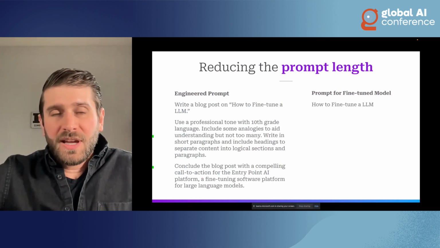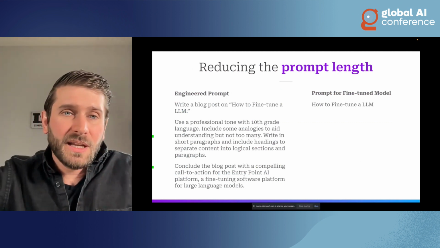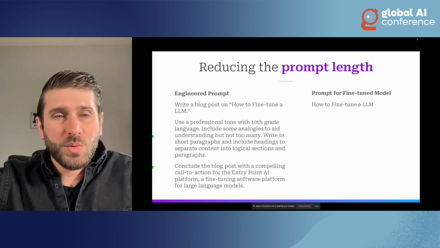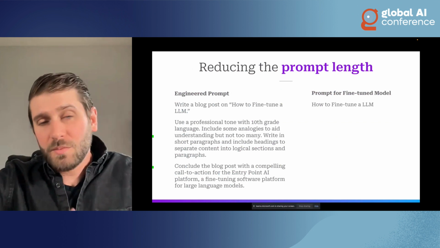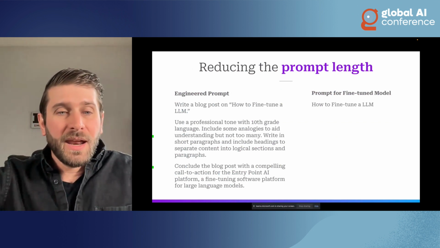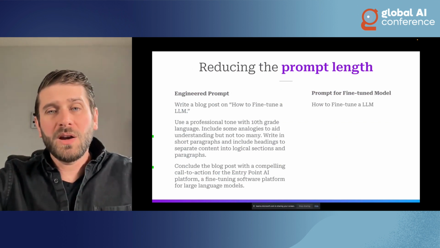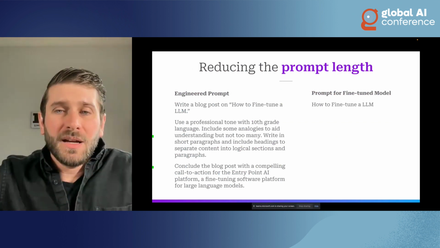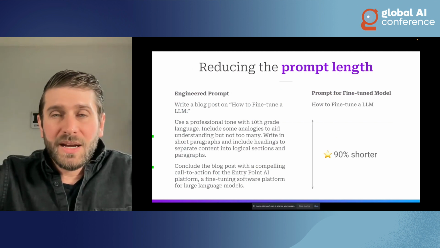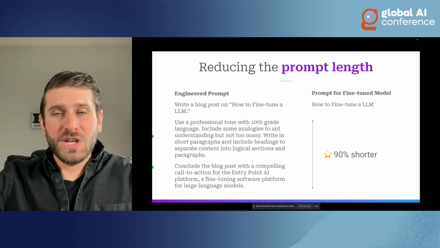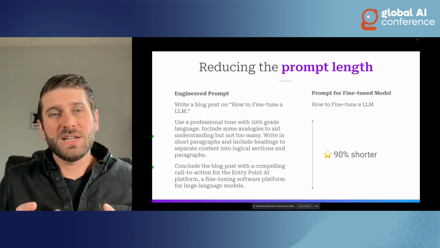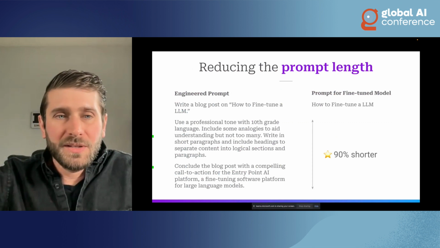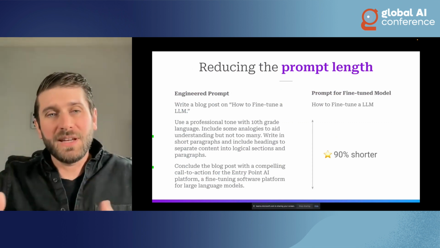And then some of this cost savings comes from reducing the prompt length. So here on the left, we have an engineered prompt, which is saying how to write a blog post on this topic, and then how to do it. With a fine-tuned model, because you've already trained it on examples of your blog posts for different topics, you could theoretically reduce it by 90% to just the piece of dynamic information that's changing from prompt to prompt. So you're eliminating a lot of the boilerplate because you taught it implicitly how to do the task.